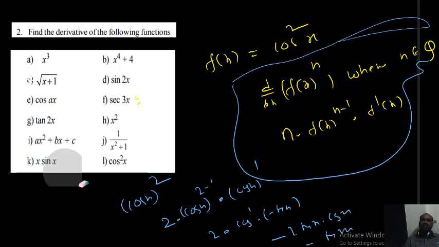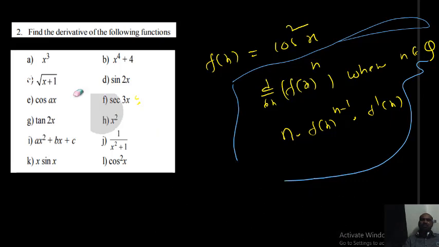So that's why, students, the results are important here. By using the chain rule I got this result. The result is important.